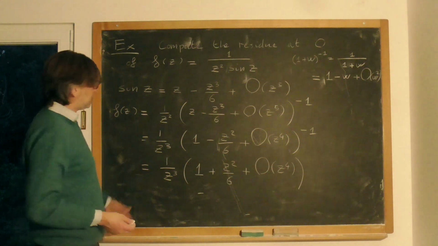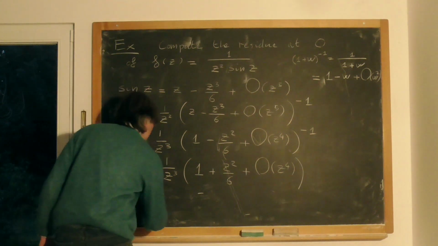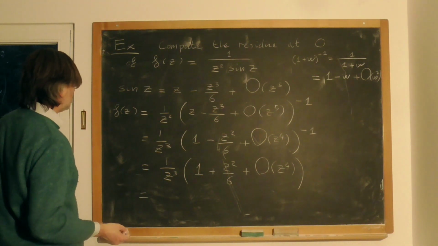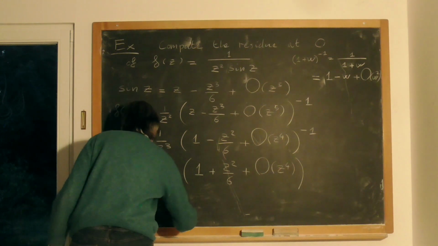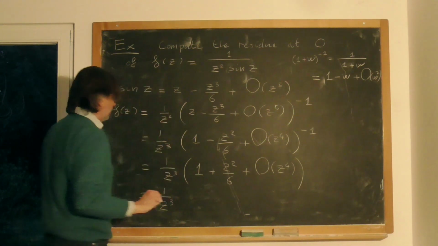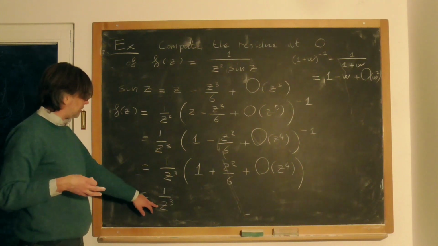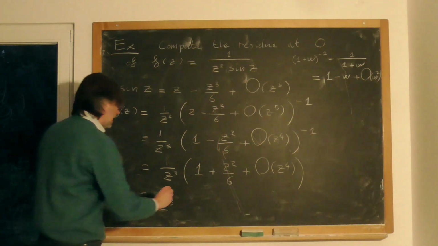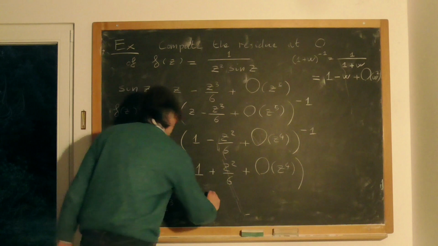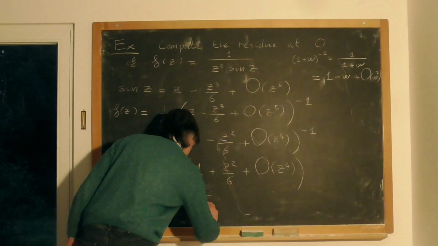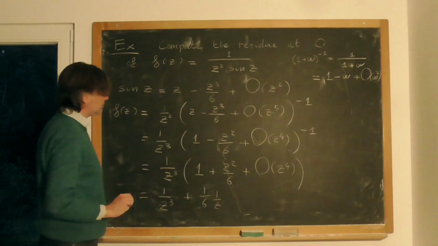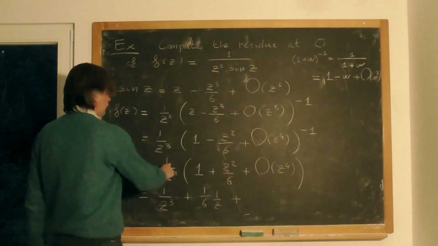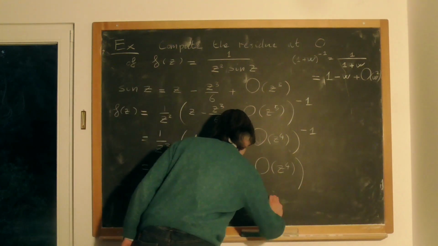But now from this expression I can read my Laurent series, or at least the relevant part of the Laurent series. So this starts with 1 over z cubed. This is the highest negative power, corresponding to the fact that this was a pole of order 3. And then the next term will be 1 over 6 times 1 over z. And then what's next is big O of z to the 4 divided by z to the 3, so it's a big O of z.